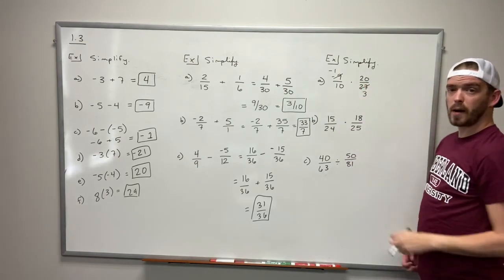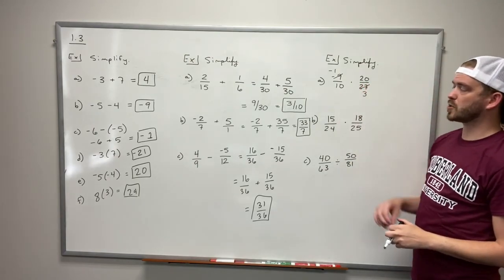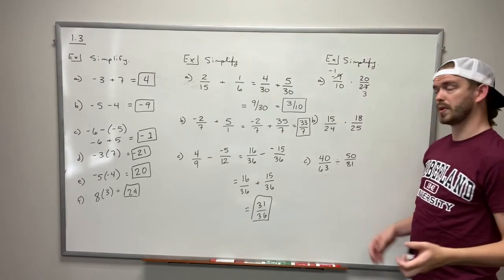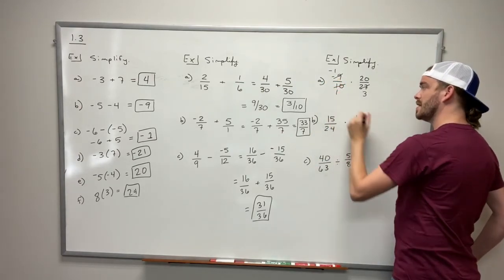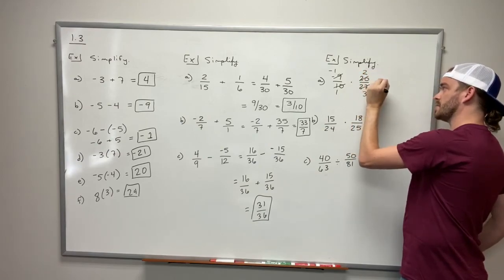And then we're going to look at the opposite diagonal. We have 10 and we have 20. Well, 10 goes into both of those. 10 goes into 10 one time. 10 goes into 20 two times.